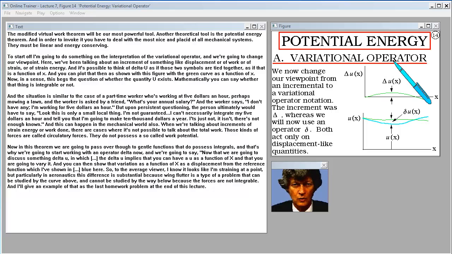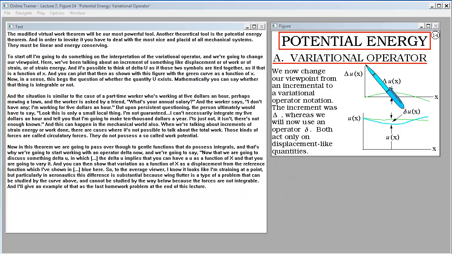The modified virtual work theorem will be our most powerful tool. Another theoretical tool is the potential energy theorem, and in order to invoke it you have to deal with the most nice and placid of all mechanical systems. They must be linear and energy conserving.